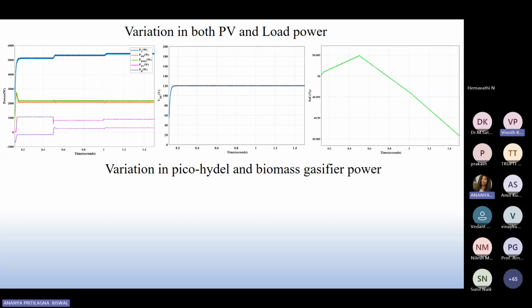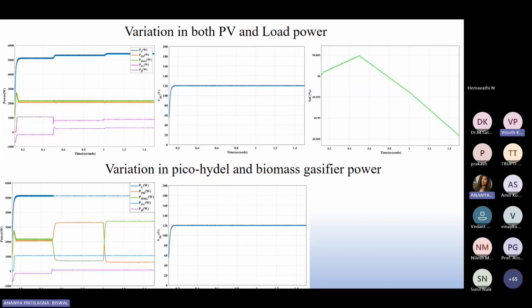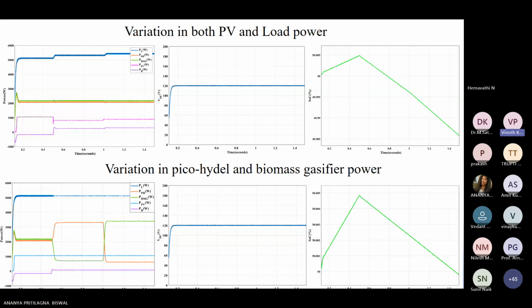Now variation in pico hydel and biomass gasifier power. Load is maintained constant, PV is also maintained constant. The other two sources are varying in a complementary fashion, and to satisfy the load power, the remaining power will be supplied by the battery. DC link has to be maintained anyhow. That is our main objective, and the SOC, the state of charge, is also represented.